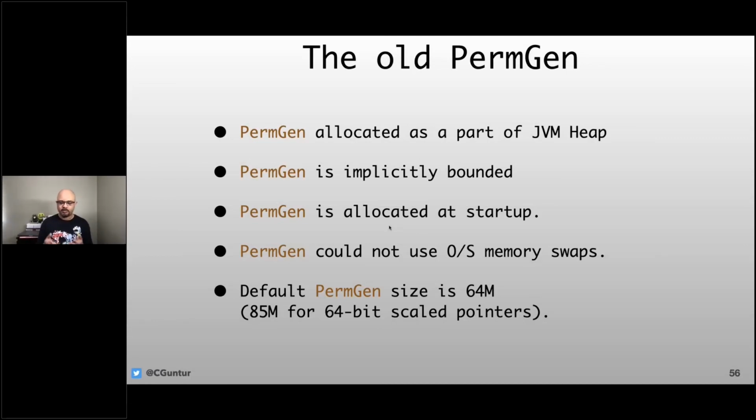Now, PermGen was implicitly bound because it was given to the JVM on JVM startup, and it is constant. You cannot change it once it's created. And it could not avail of the underlying operating system memory swap. So you could not actually use a swap file to put it onto file and bring it back. PermGen was in memory, and therefore you do run out of memory. And what is worse is that PermGen was 64 megs in size, and of course it was 85 megs for 64-bit pointers, but in general, if you're writing a Java application, it was just 64 megs. And that, with certain incorrect approaches, is very easily reached.